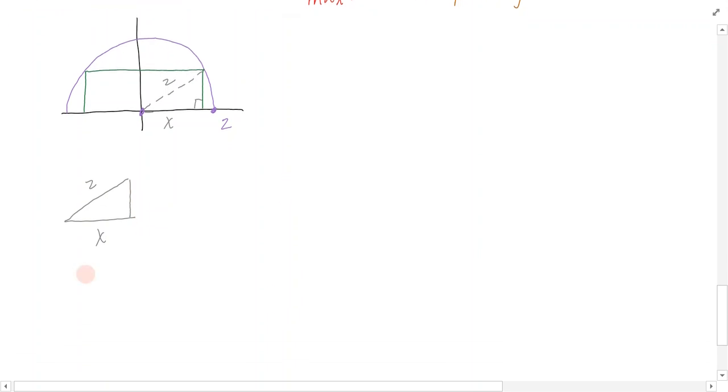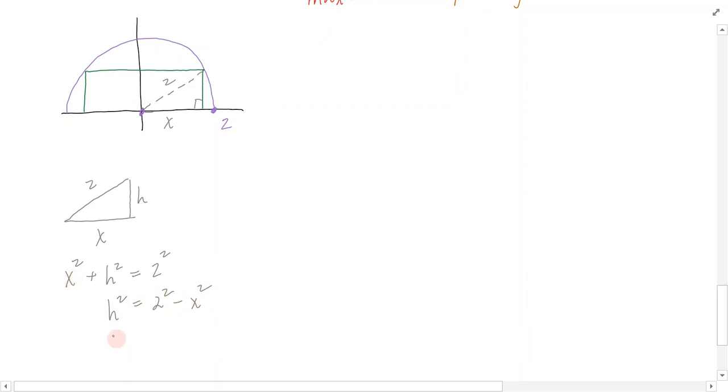Remember that Pythagorean's theorem says that I've got one leg squared plus another leg squared, we'll call this h, and that's going to be equal to the hypotenuse squared, which is 2 squared. So if I wanted to solve this triangle for h, I would be able to say h squared is equal to 2 squared minus x squared, because I'm going to subtract x squared to the right.